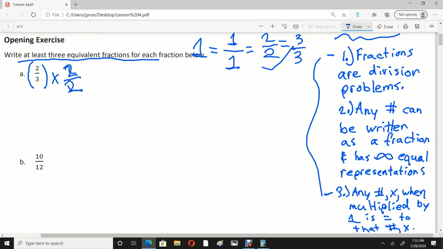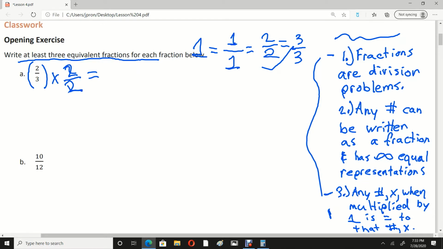So let's go back to our rule. We know that any number that we multiply by 1 is going to be equal to that number. Well, we're really just multiplying this fraction by 1. 2 over 2, again, is equal to 1.